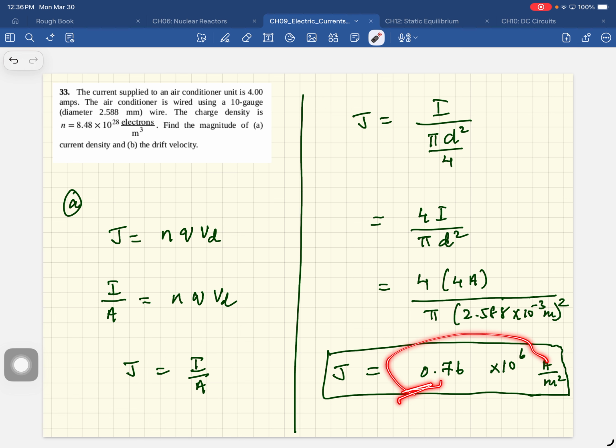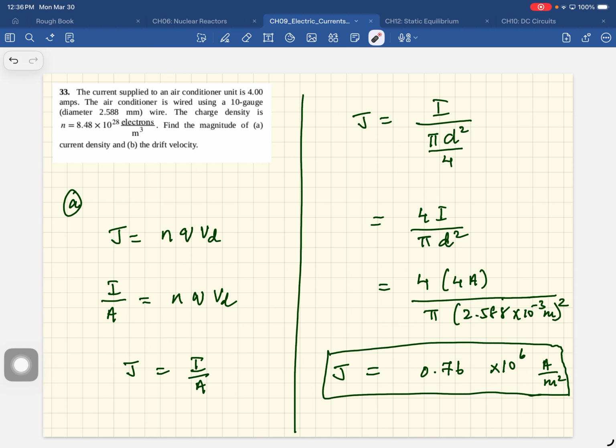What does this number really mean? So the diameter of this wire is 3 millimeters. So the wire is about that thick. Okay, in that thick of a wire, a 4 amp current is flowing. So what this number is telling you is, if this wire were made this thick, this is a meter squared, the current flowing would be about a million amps. The size of the table. Okay. So that's what that number means. About a million amps per meter squared.